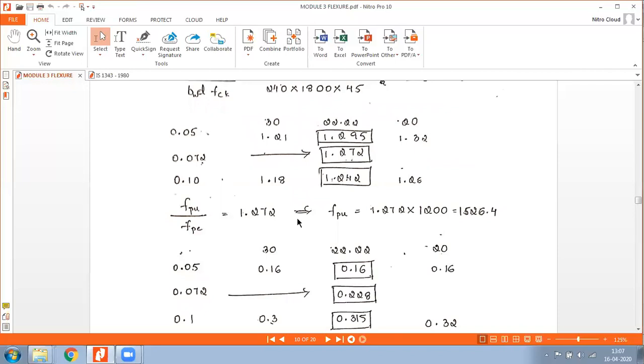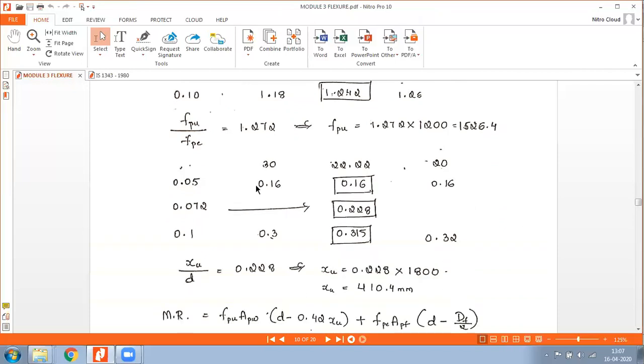Again, on cross multiplication, we get FPU is equal to 1.272 into 1200, which is equal to 1526.4 Newton per mm square. That is the value of FPU. Again, from the same table number 12, we get XU by D is equal to 0.228. That is, on substitution and linear interpolation, we get this value. It is for the effective reinforcement ratio 0.072. Now, on simplification, we get the depth of neutral axis as 410.4 mm.